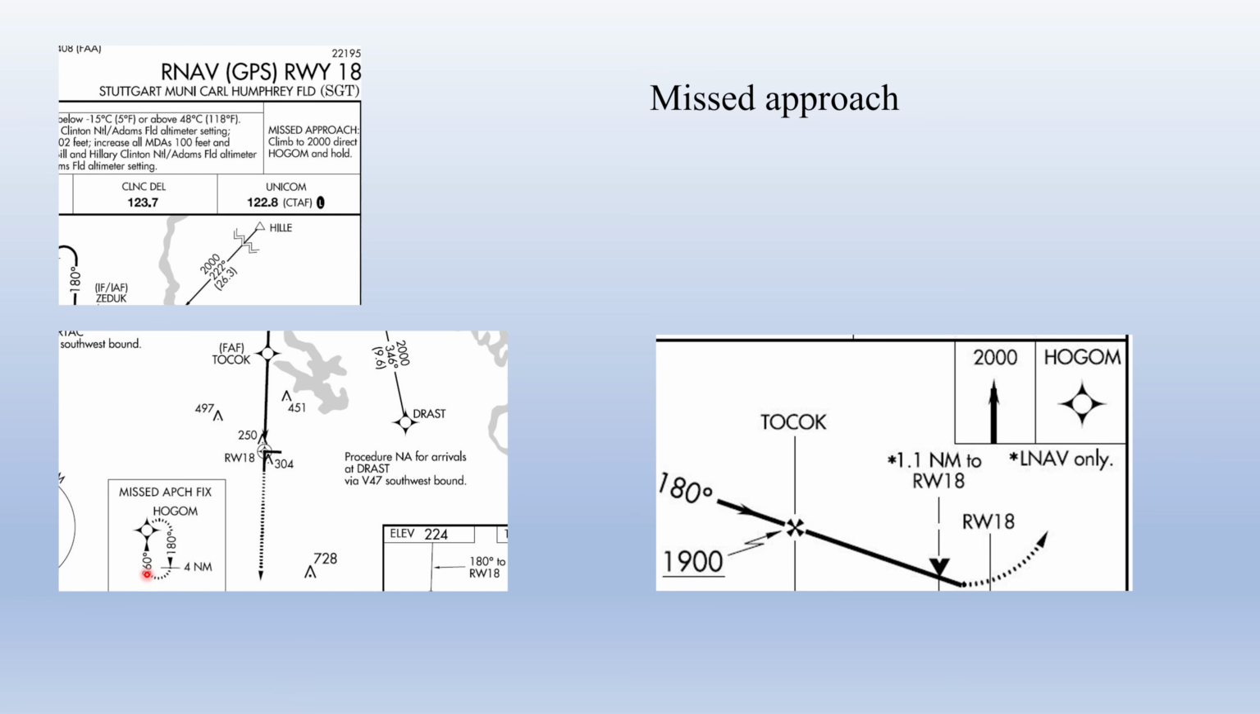So you would do a right turn, 4 nautical mile legs in the holding pattern with an inbound course of 360. And then it gives a graphical depiction on the top right corner of the profile view. That's what these little symbols are here. So you can see it says go straight ahead 2000 and go to Hogum.